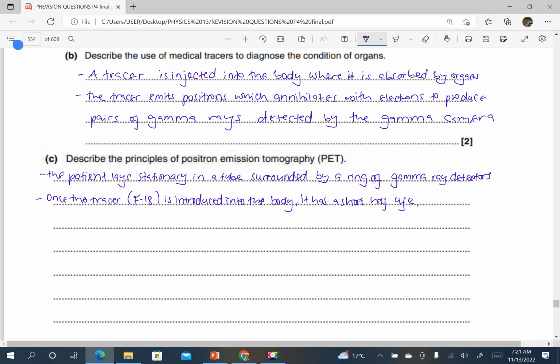It has a short half-life, so it decays emitting positrons immediately. That is beta positive.